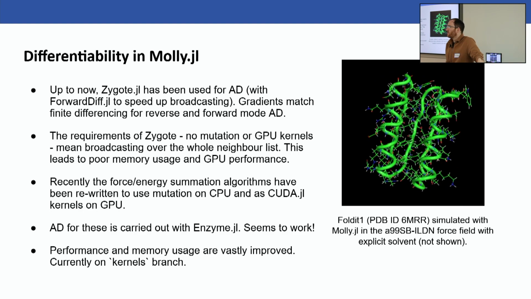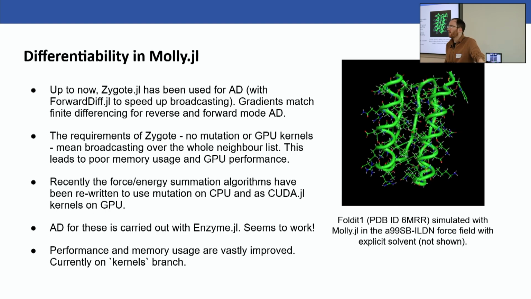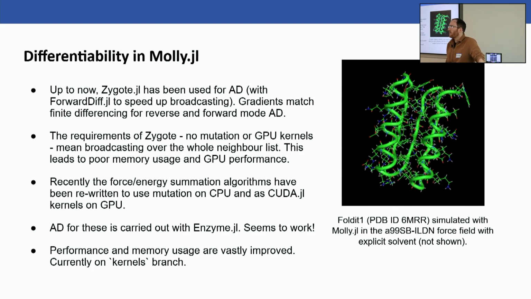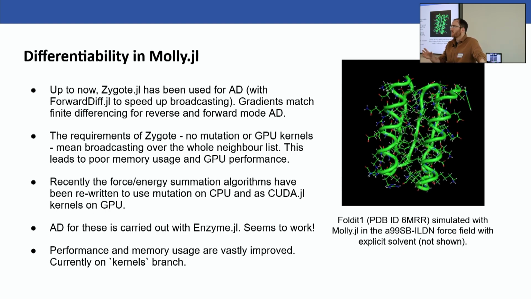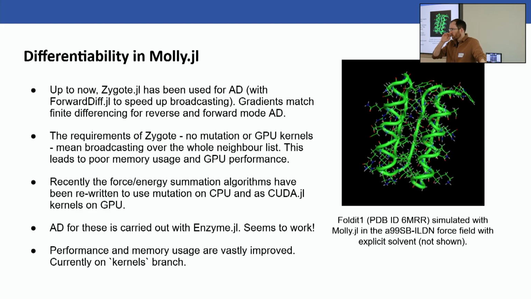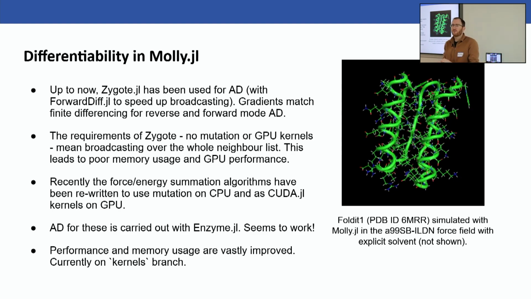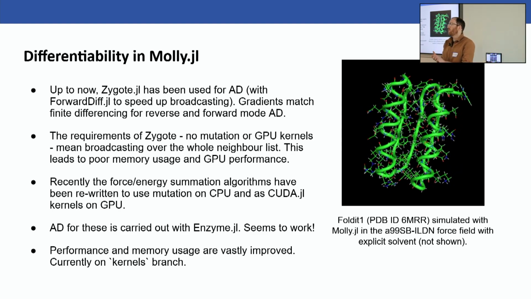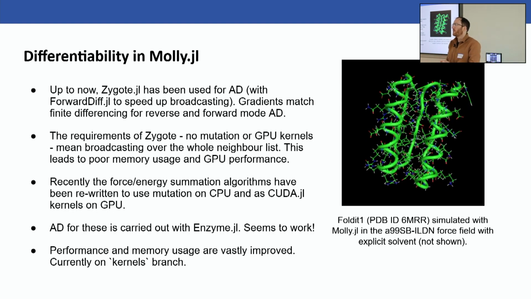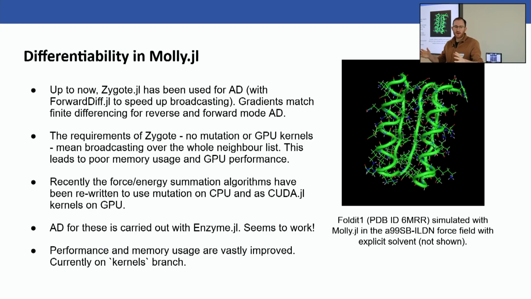And that uses internally ForwardDiff as well to speed up broadcasting. I won't go into exactly how that works, but that works in the sense that it matches finite differencing for the gradients for reverse and forward mode AD. But there's a significant problem with this, which is that you can't mutate, and you also can't differentiate through CUDA.jl GPU kernels.